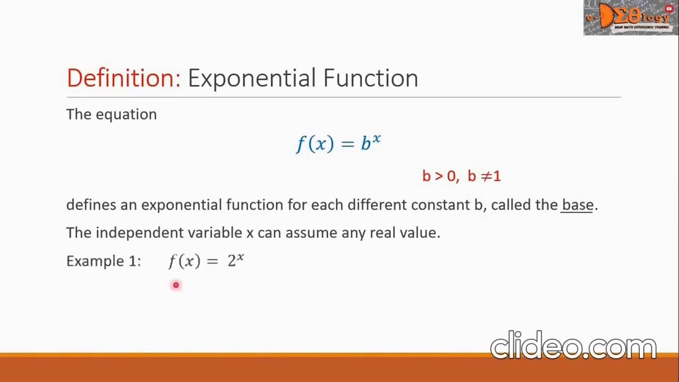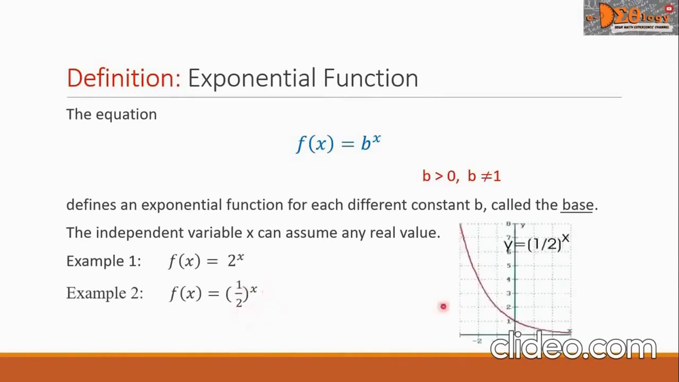Example 1, f of x equals 2 raised to x. In here, the base is 2 and the exponent is x. Here is a quick look of how the graph of f of x equals 2 raised to x looks like. Another example is f of x equals 1 over 2 raised to x. In this example, the base is 1 half, and again, the exponent is x. Here is a quick look on how the graph looks like.